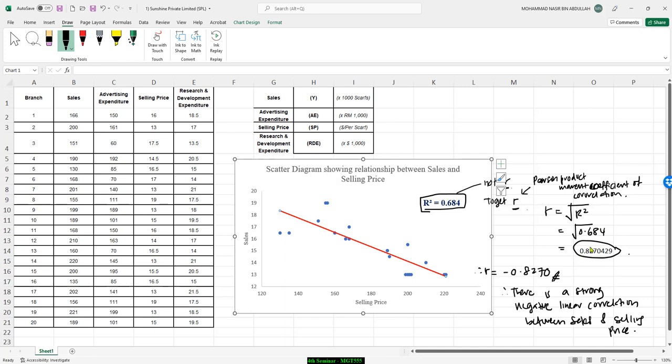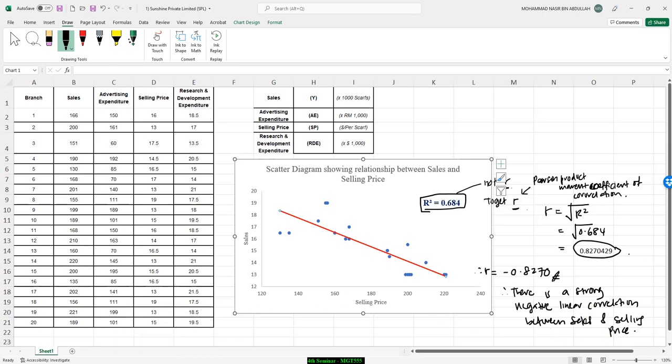So it always give us a positive value because it's from a square kan. But we need to compare with the scatter diagram. It shows that it has negative correlation, so it should be a negative value lah. So negative correlation letak negative, so it should be negative 0.8270, right? So okay, so means that there is a strong negative linear correlation between sales and selling price.